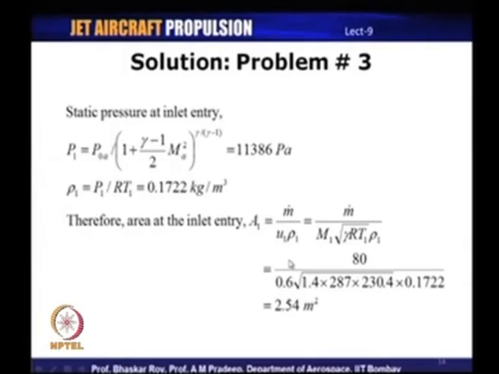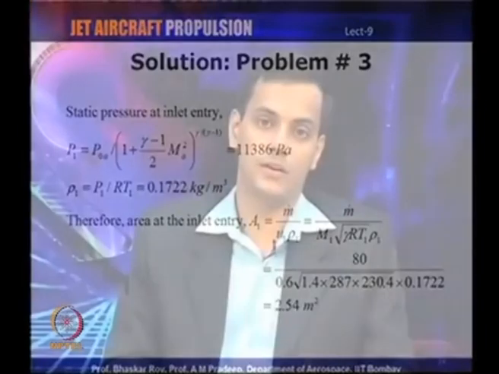So, this solves the first part of the problem, where we are required to find out the area at the inlet entry. What we basically did was to find out the static temperature and pressure at the inlet of the diffuser, and that would help us in finding out the density. And since Mach number is given, we can find out the velocity, and therefore, from the mass flow rate relation, mass flow rate divided by u1 times rho 1, we can find out the area at the inlet entry.